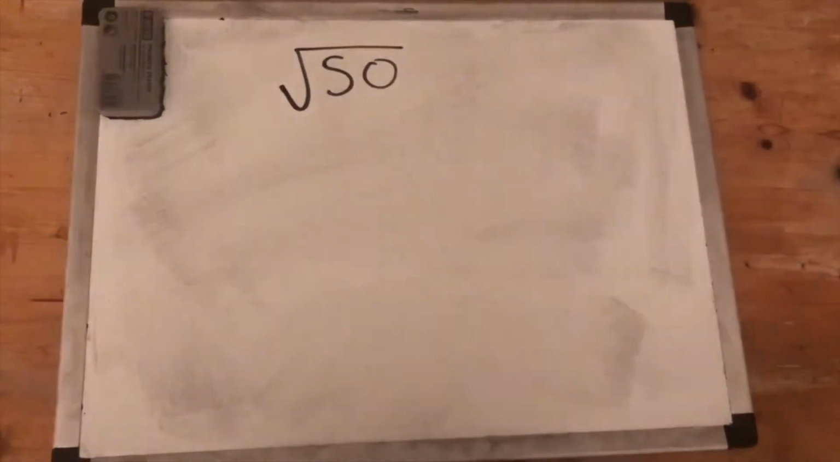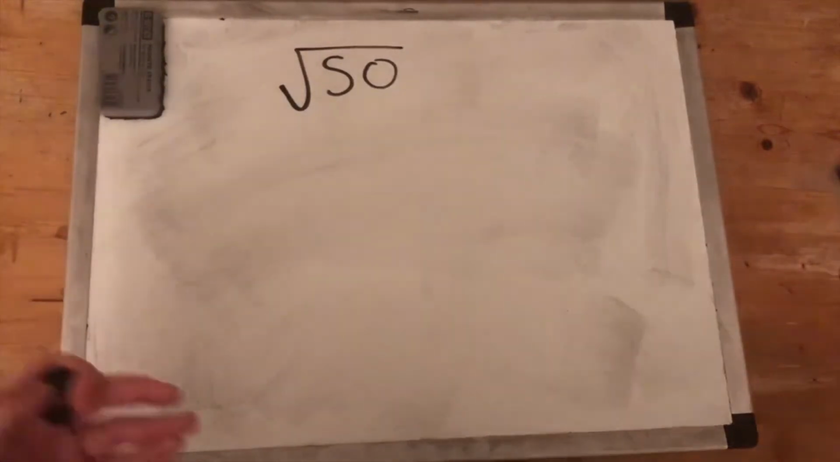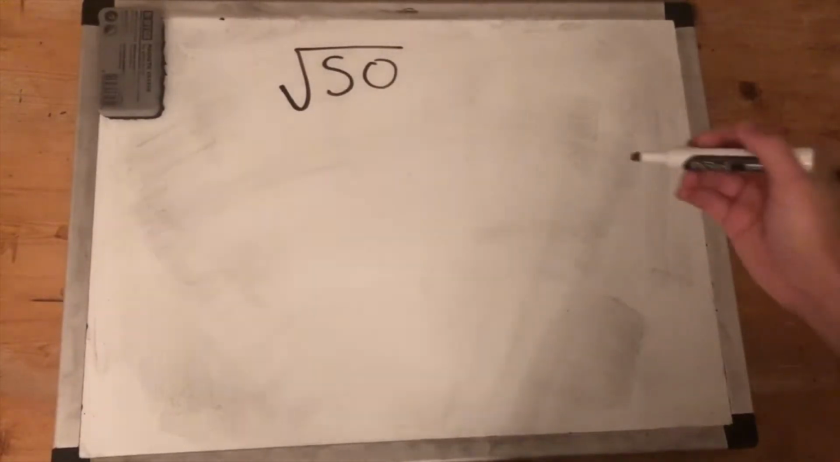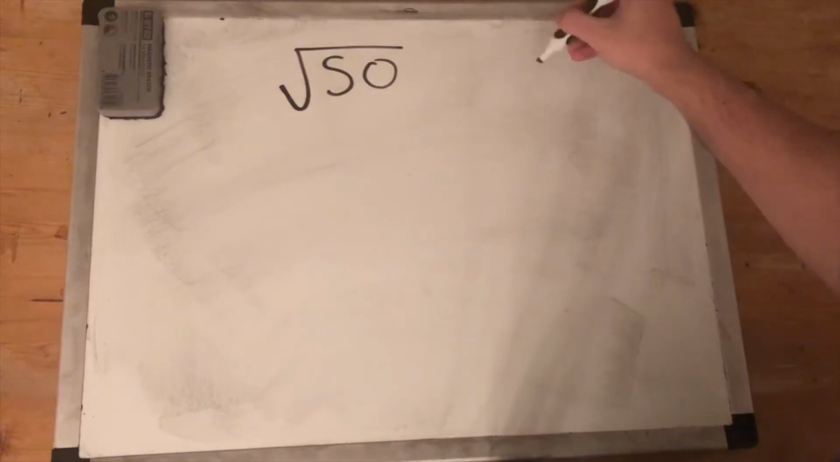Root 50, what we need to do is we need to list out all the factors of 50. If you haven't seen my video on how to find factors easily, click on the link in the description to make this a piece of cake.